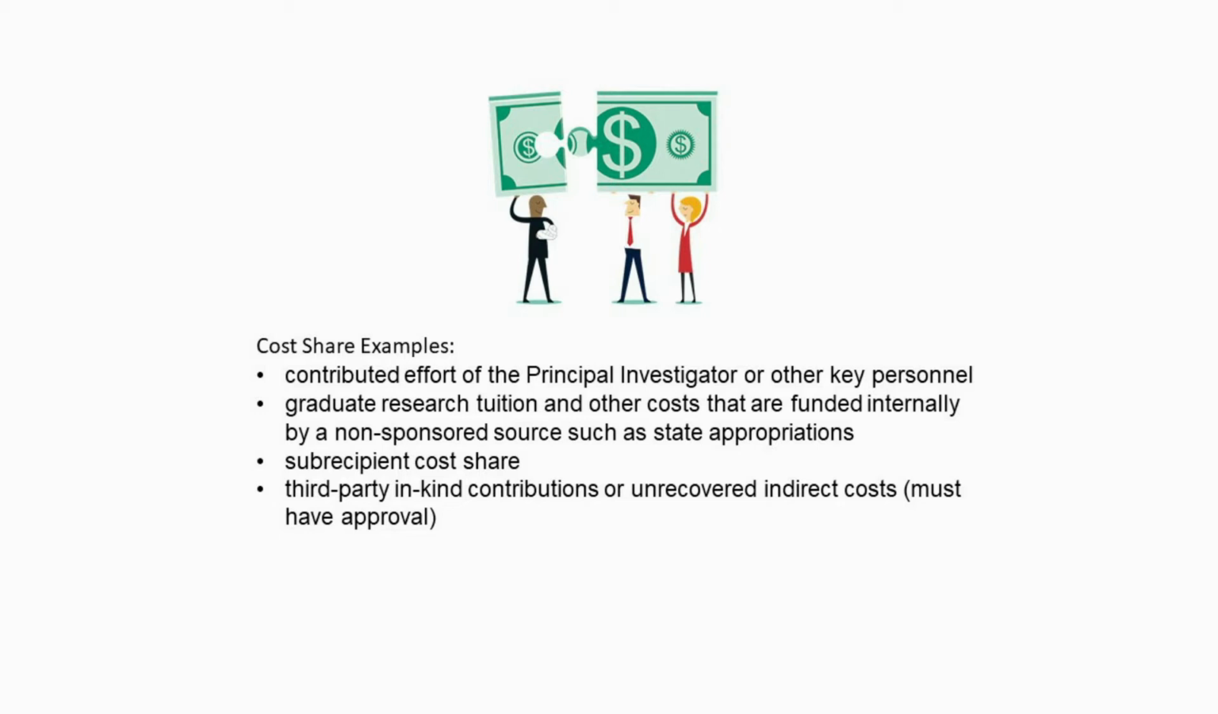Other examples can include subrecipient cost share, third-party in-kind contributions, or unrecovered indirect cost, which requires prior approval of the university and the sponsor. As a reminder, out-of-state tuition can no longer be used as cost share on new proposals due to a change in Board Rule 202. We did a related topic on this in one of our prior 2-Minute Tuesdays.